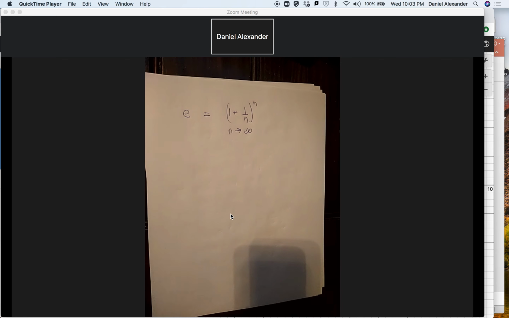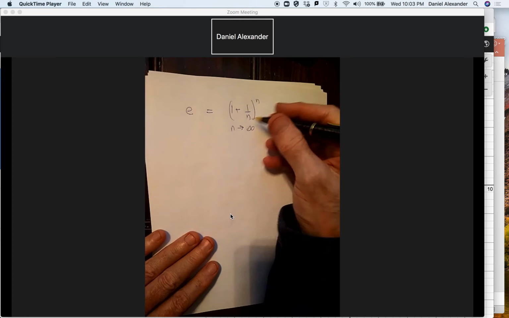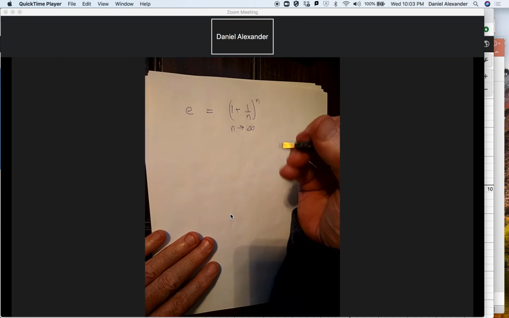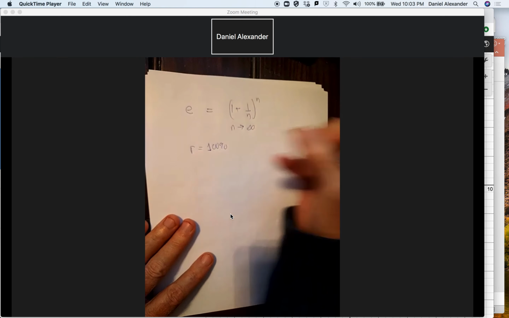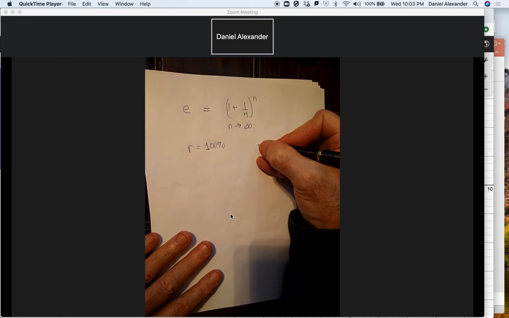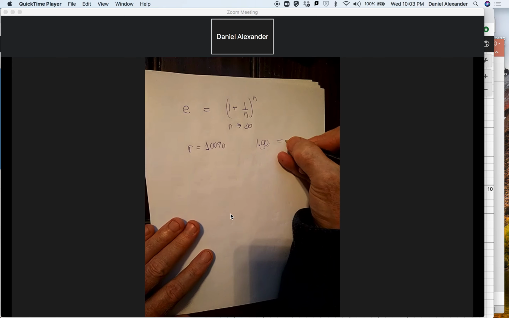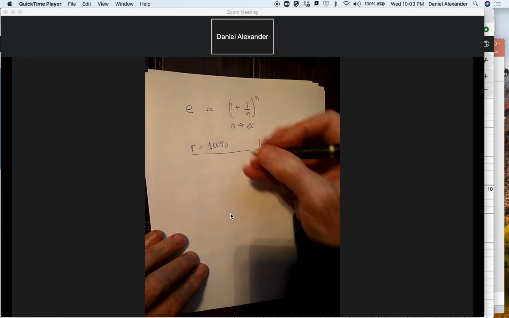So I'm going to give you an idea of how this works, and I'm going to tie it back to interest. So imagine that our interest rate is 100% per year. Okay, that's never going to happen. To turn 100% into a decimal, you write 100, and this is where the decimal goes. Move it over twice, and that's going to be 1. Unless you're a loan shark, you're never going to get that kind of interest. And this is per year.